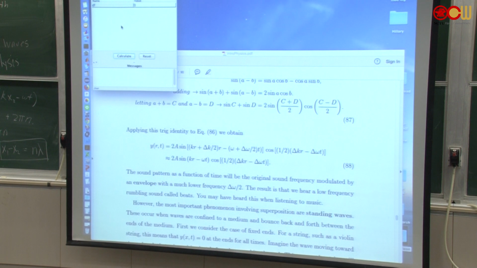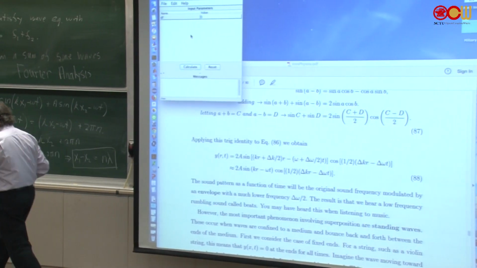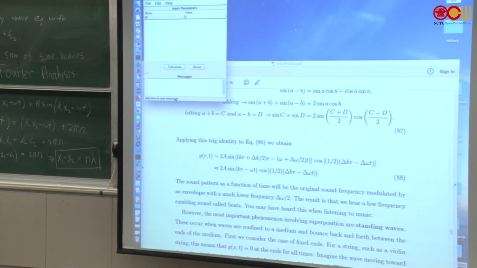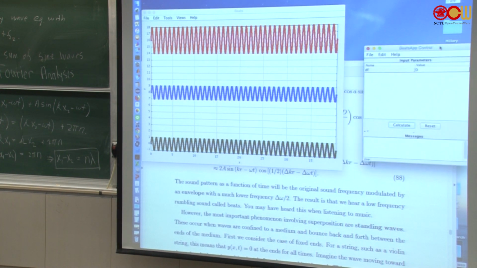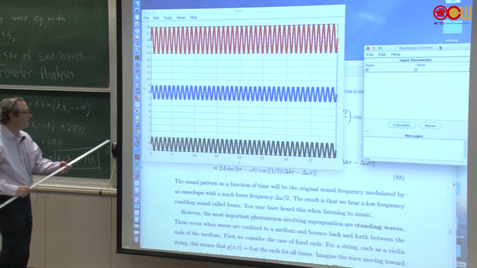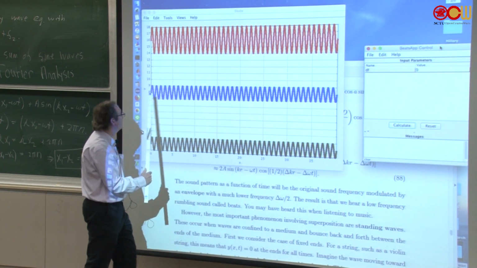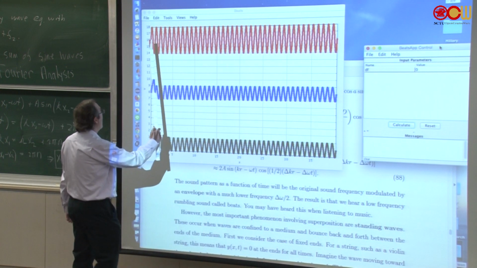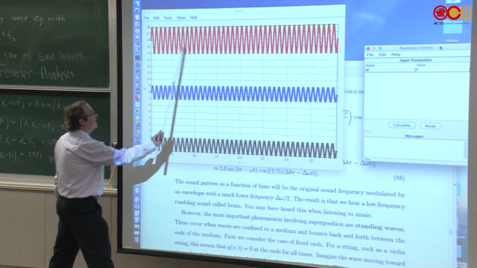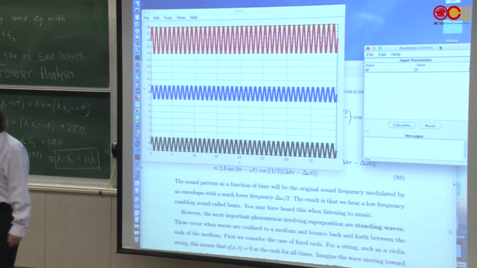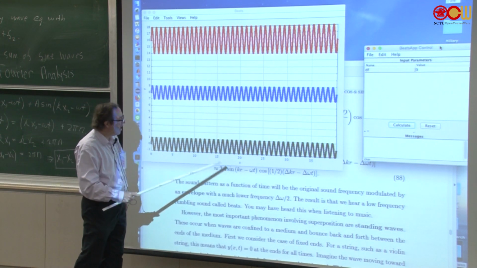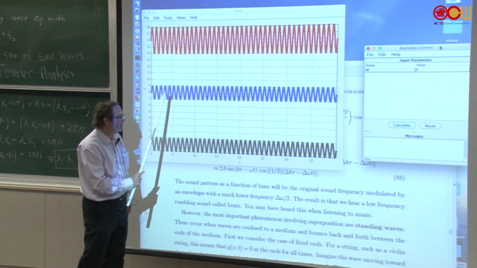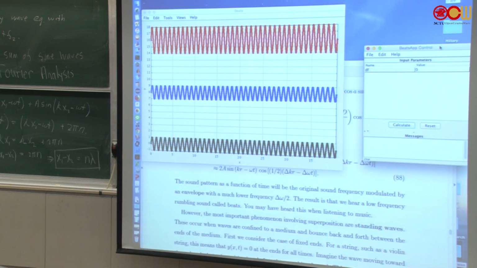So here's the program. So I'm going to start with no difference between the frequency. All right, so I calculate it, and there you see the result. All right, so here's the first y. Here's the second y. And as you expect, there's no difference, so you just add them up. You get twice as big. All right. The frequency turns out to be, by the way, this is y versus x, or you can do y versus time. Either way, it'll be the same.